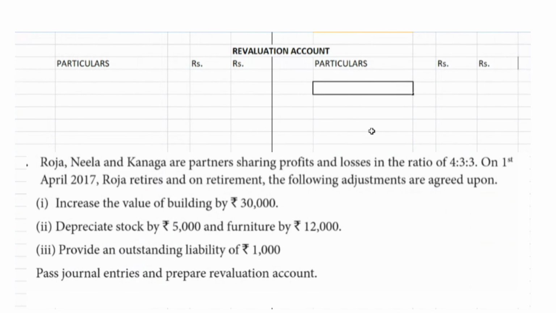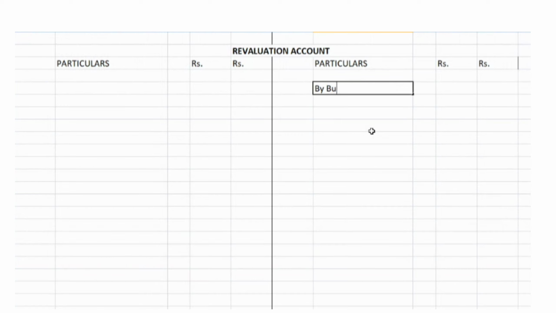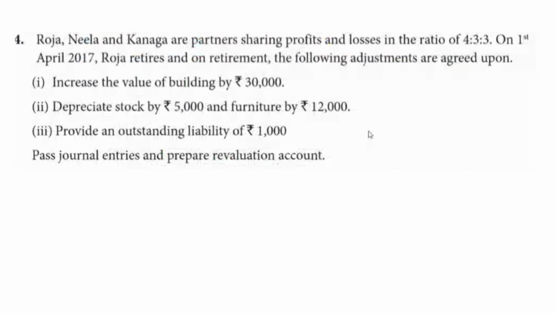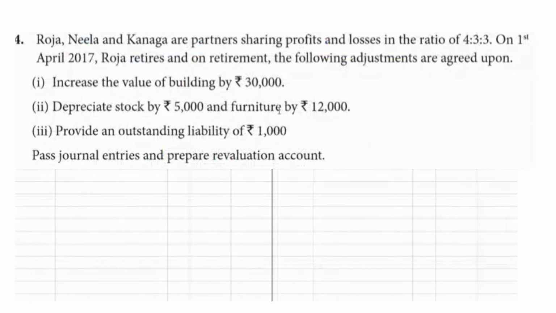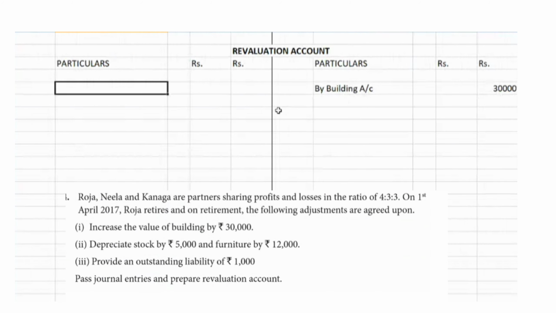The first adjustment is an increase in the value of building by 30,000. Building is an asset and its value is increased, therefore it goes to the credit side of the revaluation account. So go to the credit side of the revaluation account, put 'By building' and write the 30,000 in the outer column. Next adjustment we have is depreciate stock by 5,000.